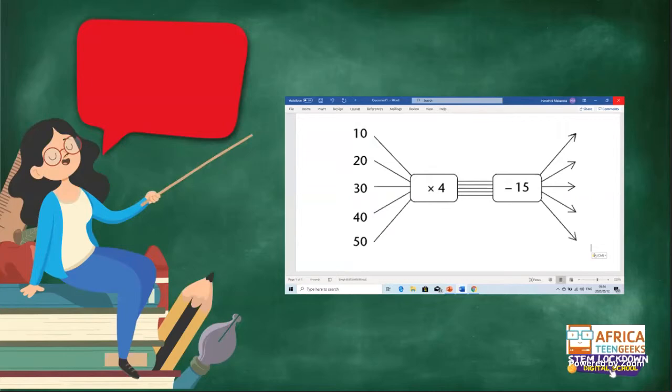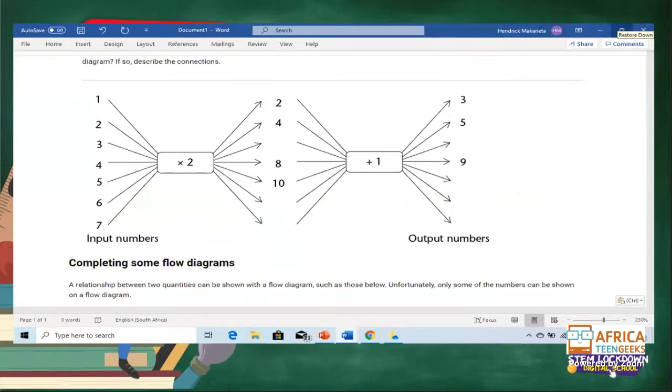So we are probably going to finalize the flow diagram at this point. I wanted us to look at other revision exercises. We will do so as we carry on throughout the week. Let's go to the first diagram. You have 1 times 2 gives you 2, 2 times 2 is 4, 3 times 2 is 6, and so on. But thereafter, you use the second flow diagram to find the final answer.